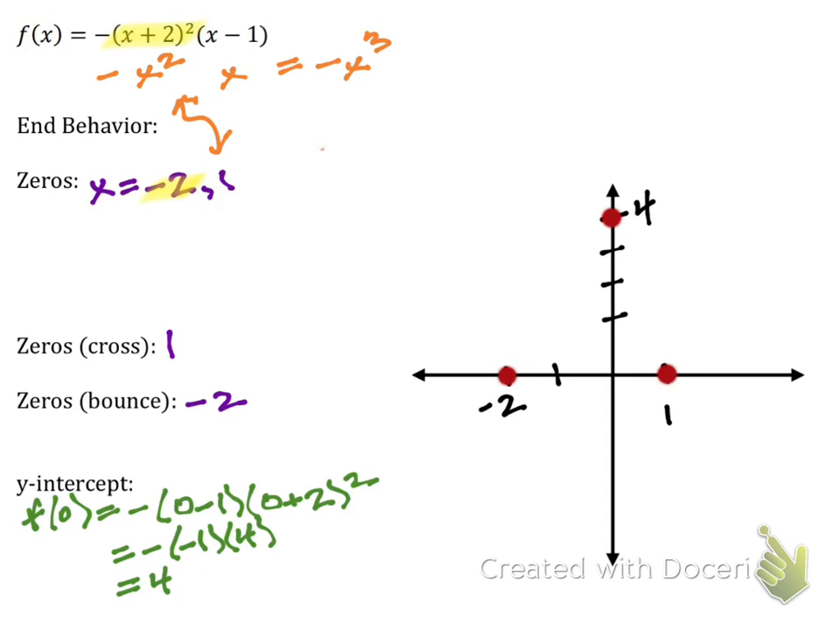So we know that our graph has to start top left, and it's got to bounce at the -2. Then we've got to go pick up that 4. Then we're going to cross at the 1, and we needed our graph to end at bottom right, and it does.